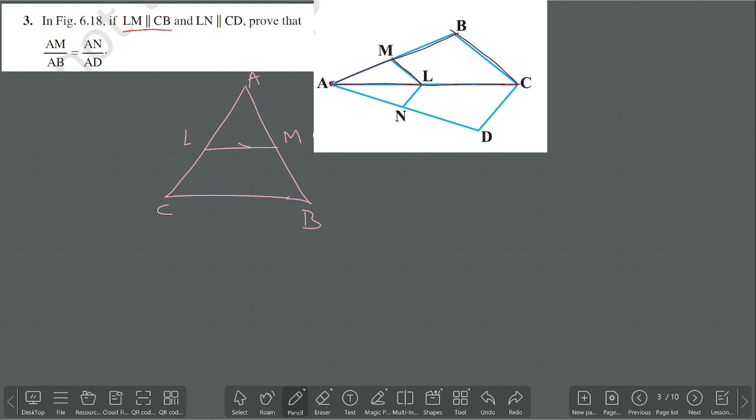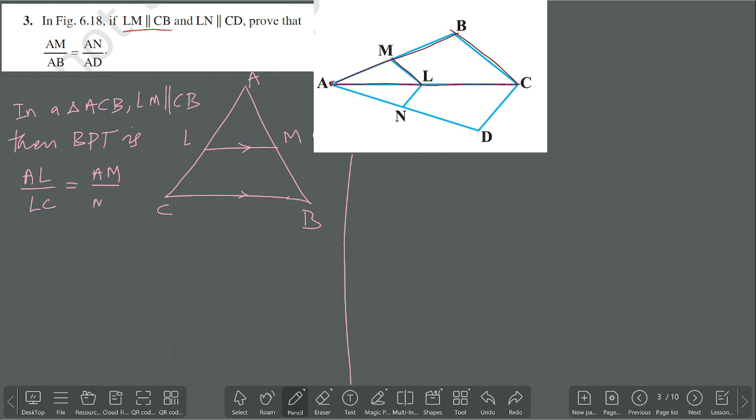So these two are parallel. They are given that LM is parallel to CB. That is the first diagram. Let it be as it is. Now for this, what is the result? First you write triangle ACB. ACB, LM parallel to CB, then BPT, basic proportionality theorem, is AL divide LC equal to AM divide MB. Answer number 1. That's it.